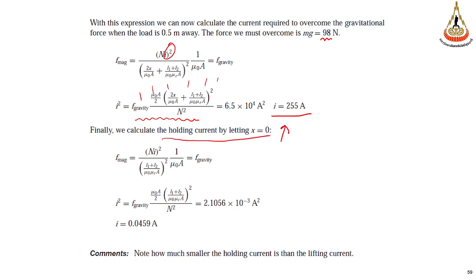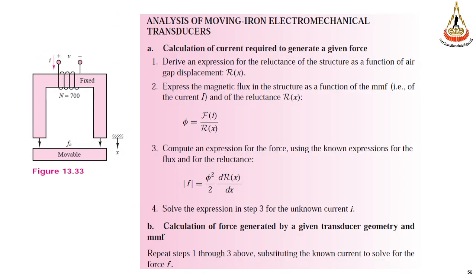If x equals zero, this is the magnetic circuit here, just like this, and the force equals F gravity. Then I is just 0.0459 amp. This means that at the beginning we require a very high current to lift up this bar, and when the bar touches this area, the current required is very small.